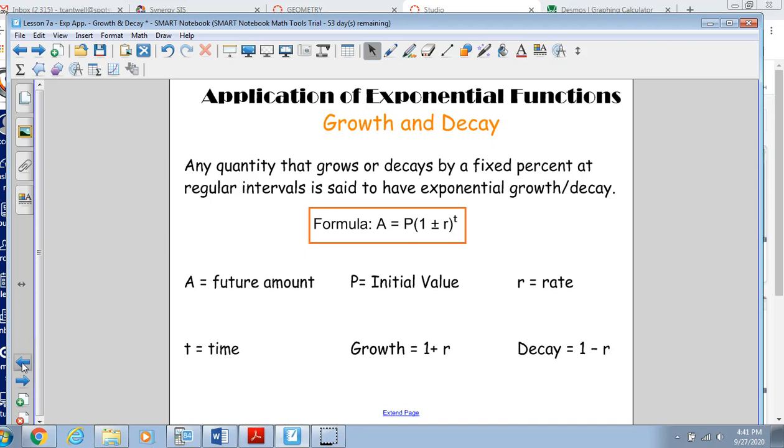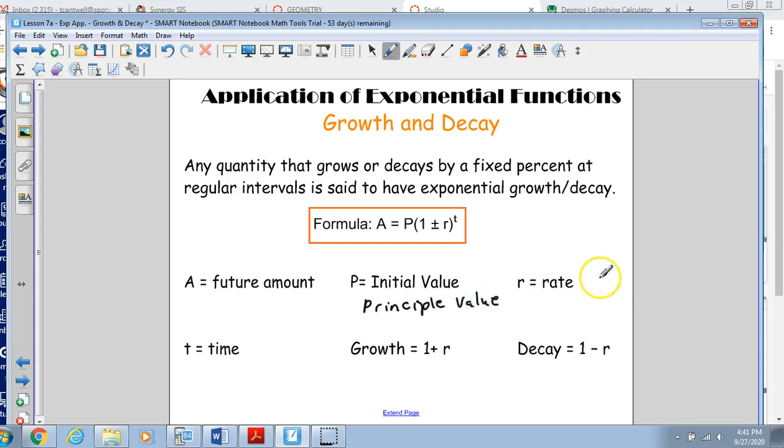So to start off, any quantity that grows or decays by a fixed percent at regular intervals is said to have exponential growth or decay. And our formula for this is A equals P times (1 plus or minus R) to the T power. Now that plus or minus depends on whether it's a growth or a decay model. A stands for the future amount. P stands for the initial value, or if you would prefer, you could call it the principal value. It's the initial or the principal value.